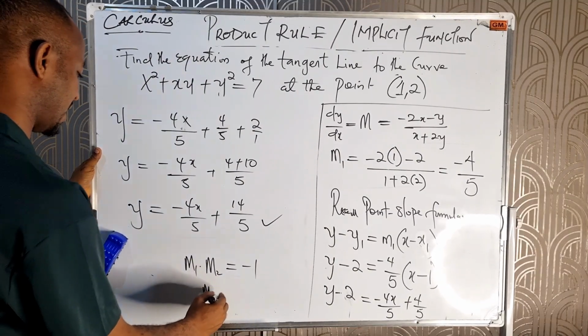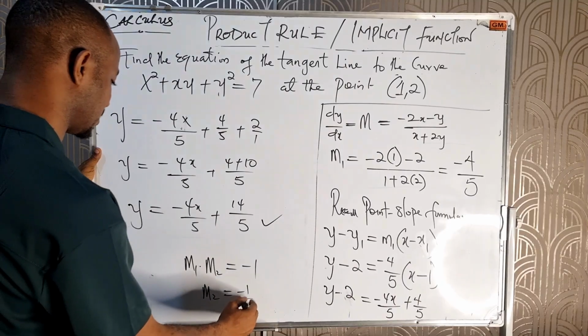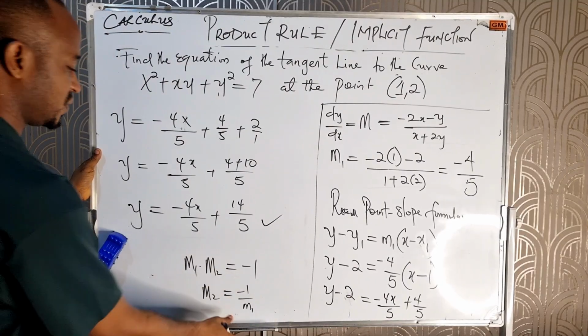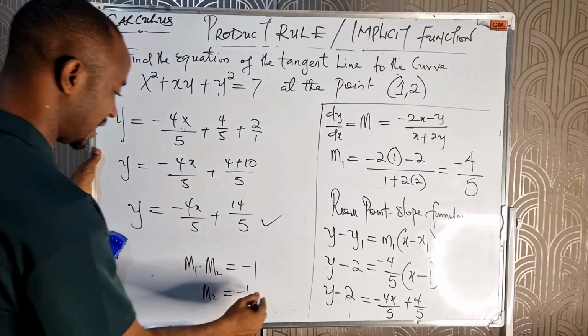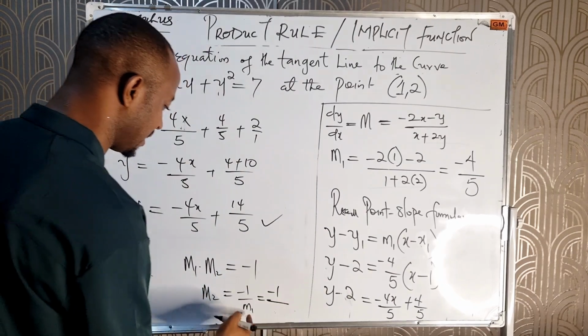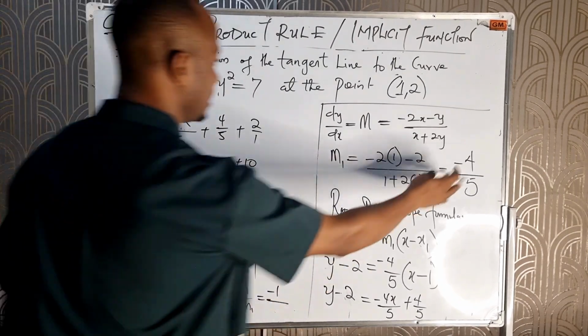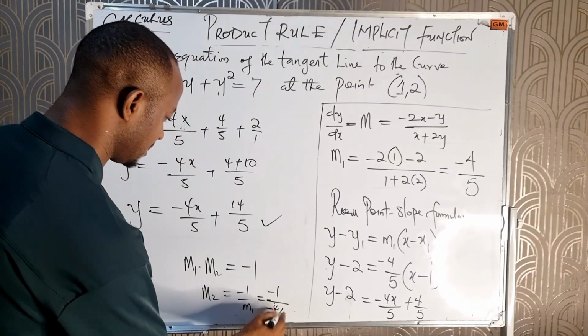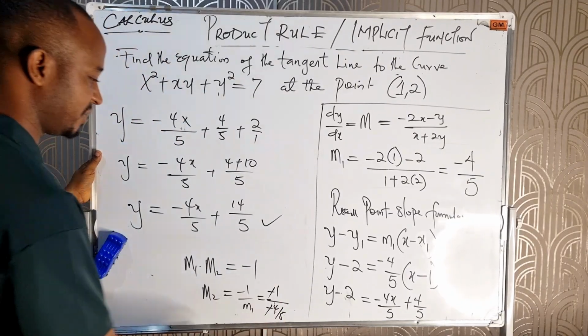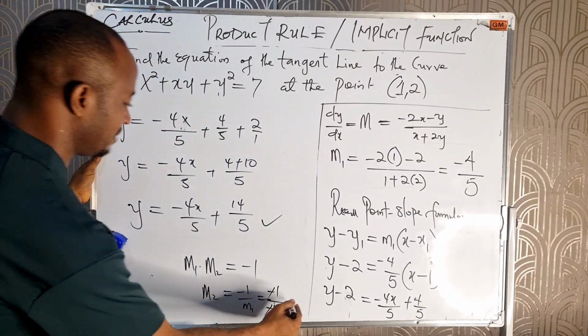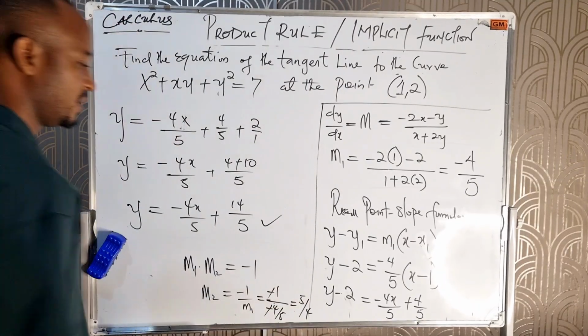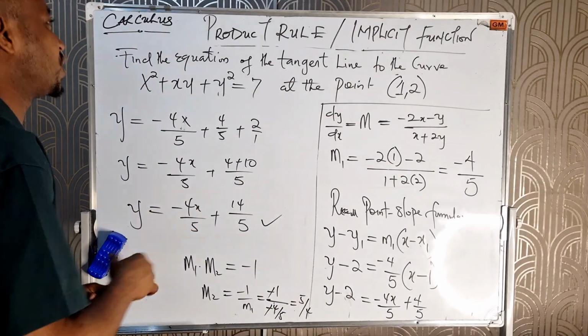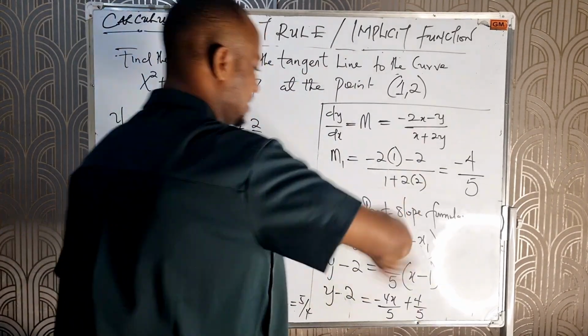So that means our M2 equals minus 1 over M1. To find M2, that will now give us minus 1 over our M1, which is minus 4 over 5. Minus can cancel minus from here. The inverse of 4 over 5 will now be 5 over 4. So to find my equation of normal, I will repeat the same process.